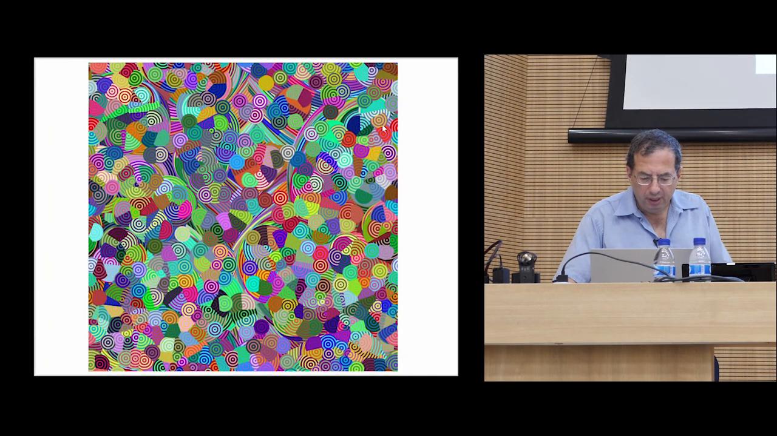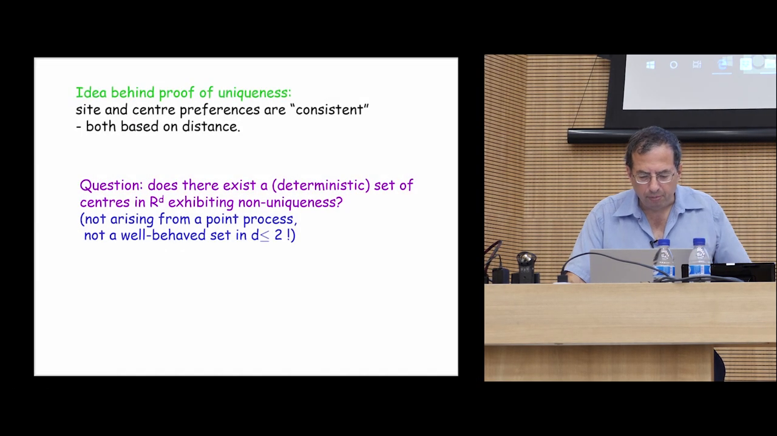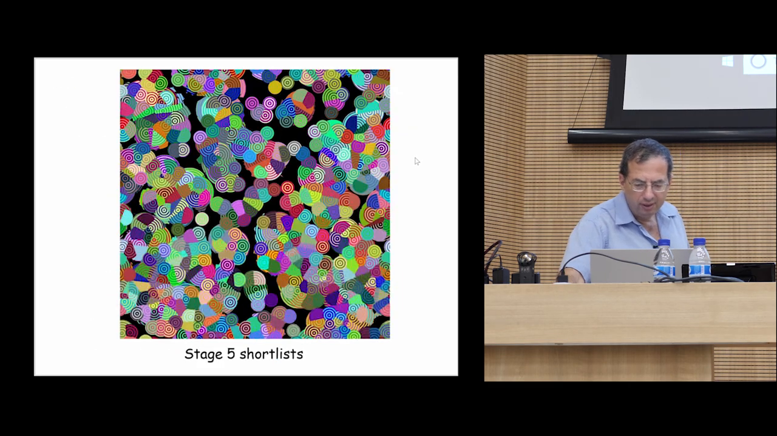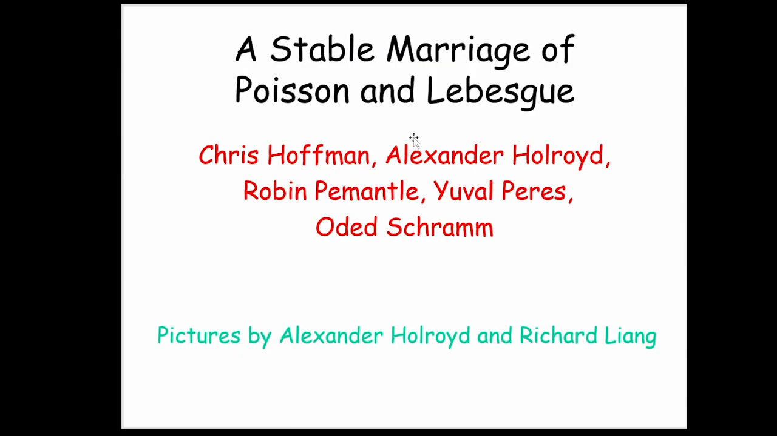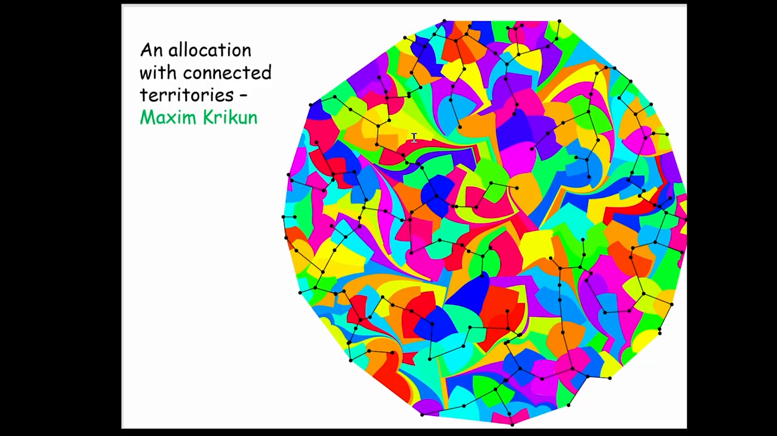Okay, let me stop with this example. One thing that was less ideal in this partition is that the territories are disconnected. And Maxim Krikun came up with a nice way to get connected territories. This is his picture of that way.